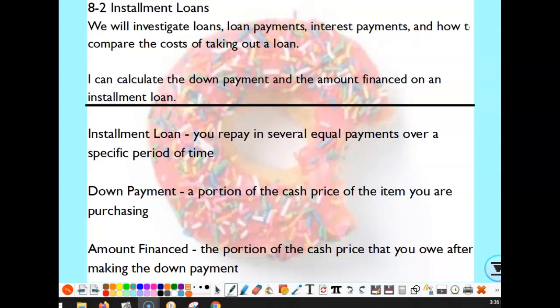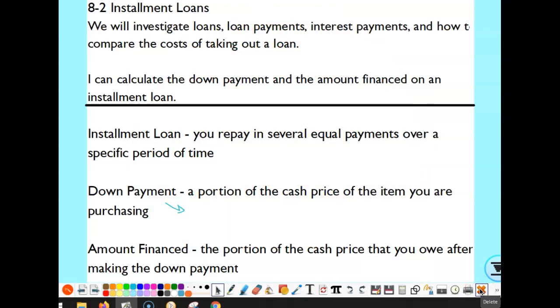A down payment is just a portion of the price that you are purchasing. It's basically the amount that I'm going to pay right now. So you go into the store and you see something that's $5,000 and they say, well, you don't have to have all the money right now, you only have to have 20%. So that would be your down payment. You pay the 20% right now and then you borrow the rest.